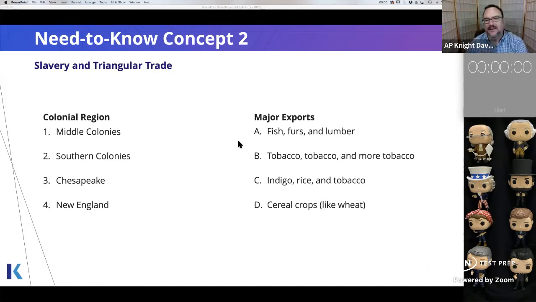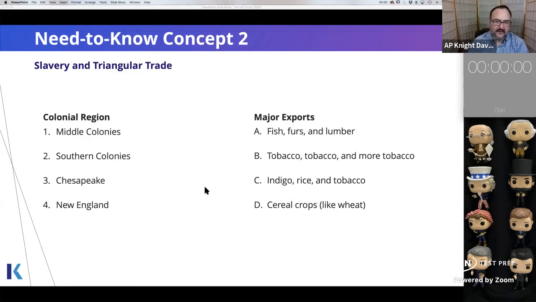Minute is up. You don't have to worry about this being a test-like question where you have a minute to do these. These aren't on the test. They may be, but they may say, "Which of the following do the middle colonies export?" And then you would get those four answers, and you'd have to pick the right one. So we've got the middle colonies, southern, Chesapeake, New England.